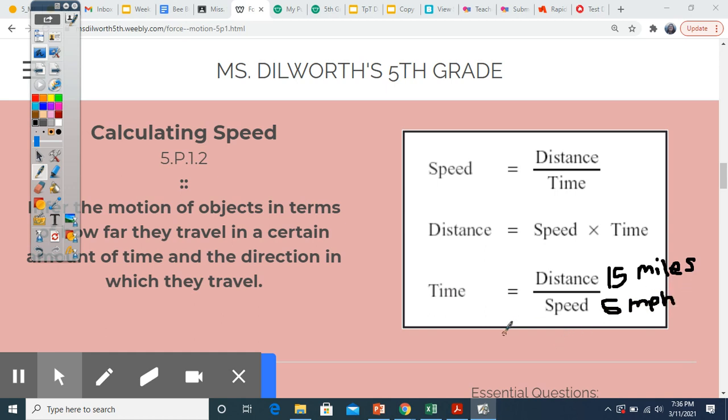So we're trying to find our time in hours. So all I need to do is distance divided by speed. 15 divided by 5. 5 goes into 15 3 times. So our unit is hours, since the speed is in miles per hour. So it would be 3 hours.